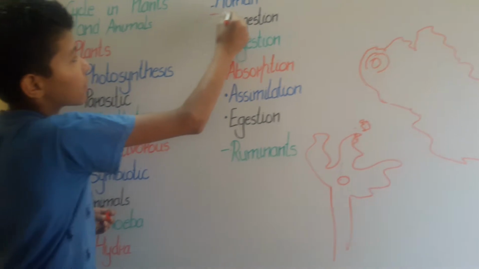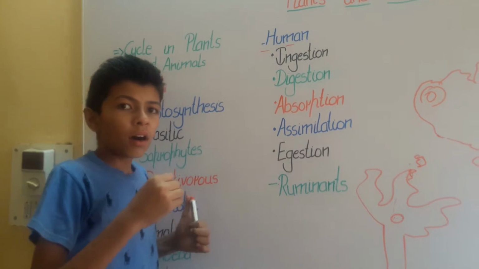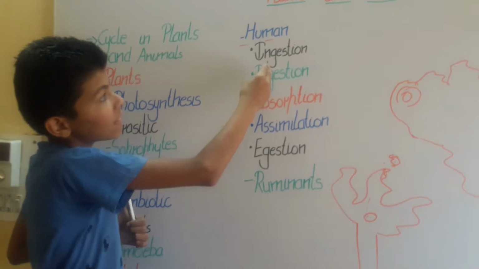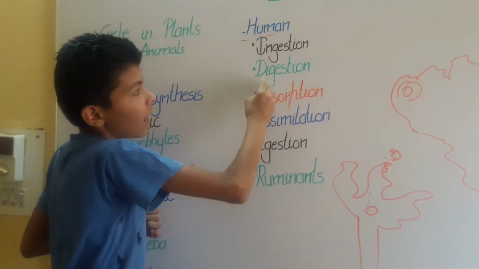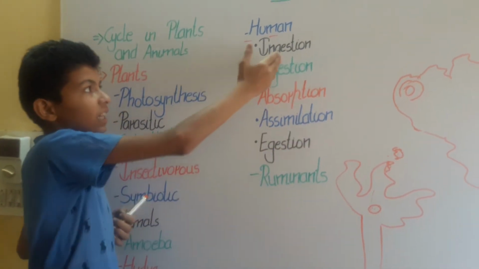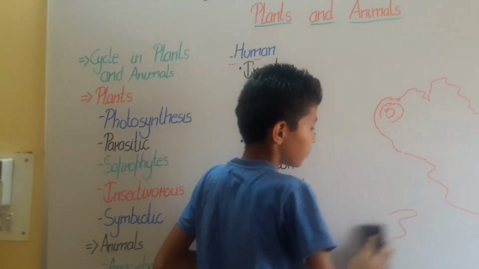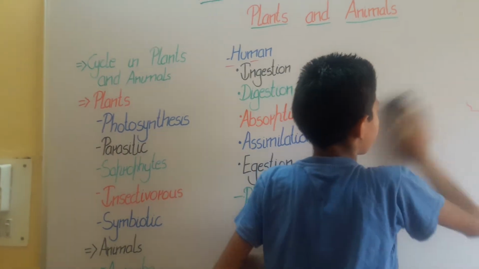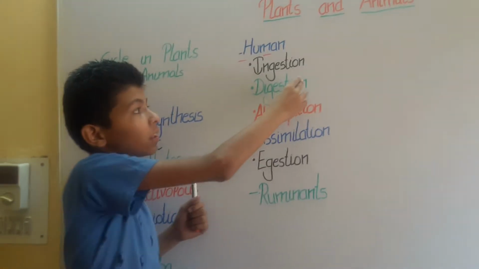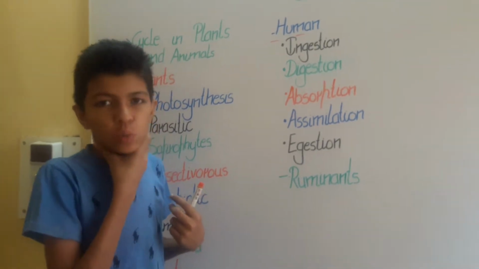Then we have digestion in human beings. In human beings, the food passes through the alimentary canal, which involves ingestion, digestion, absorption, assimilation, and egestion. So what is ingestion? It is the process of obtaining or taking in the food. It mainly consists of the teeth, tongue, and the salivary glands which are present in our mouth.